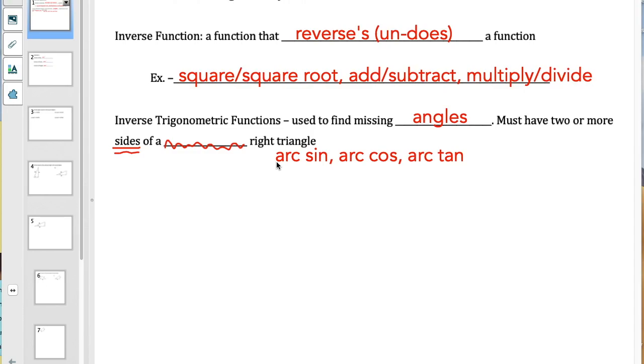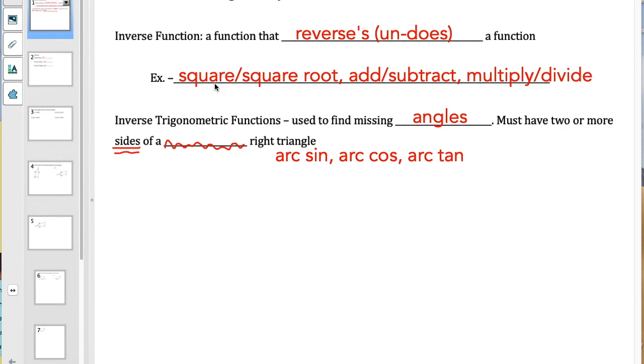All right, so today we are covering section 14, inverse trigonometry, and solving triangles is what we're going to talk about today. So first of all, what is an inverse? Well, an inverse function is a function that reverses or undoes a function. Some examples here: squaring and square rooting, adding and subtracting, multiplying and dividing.